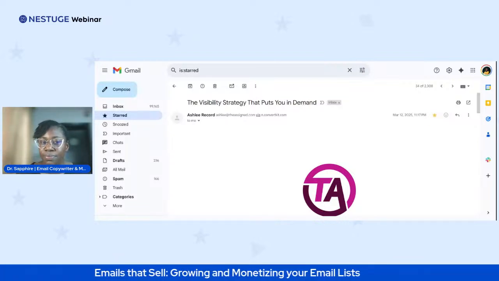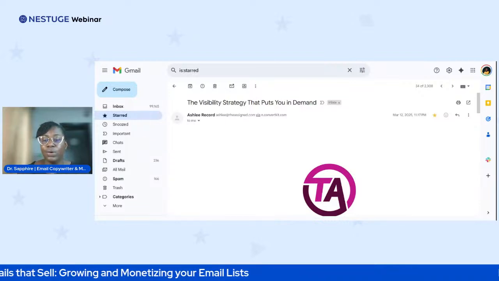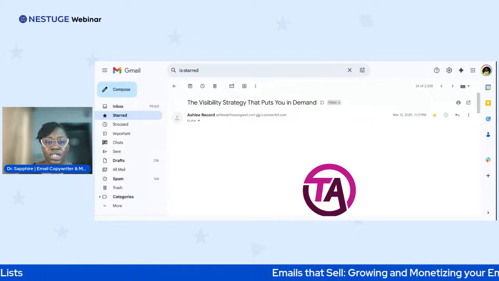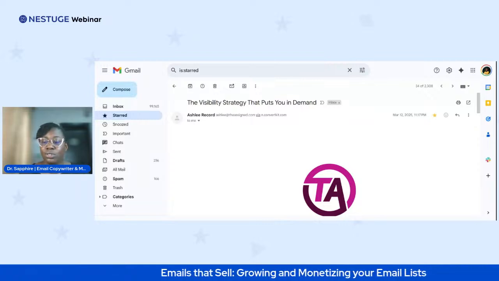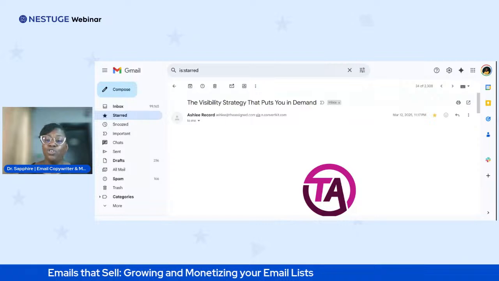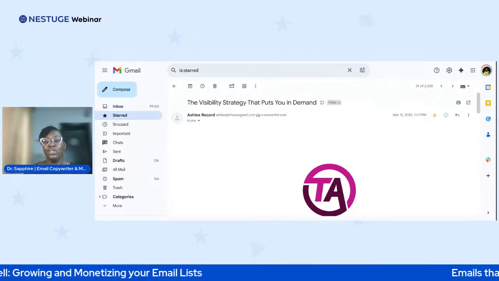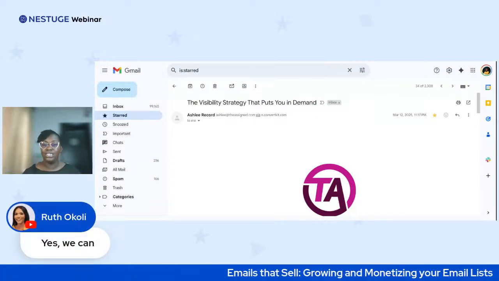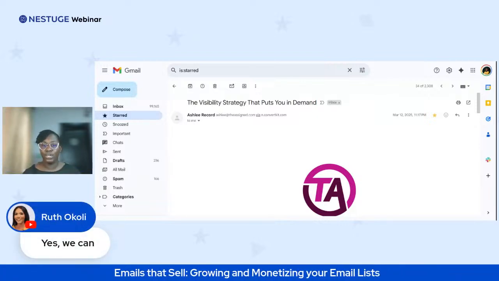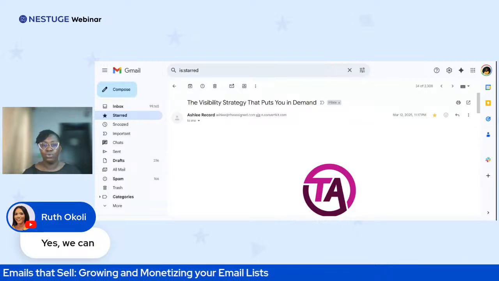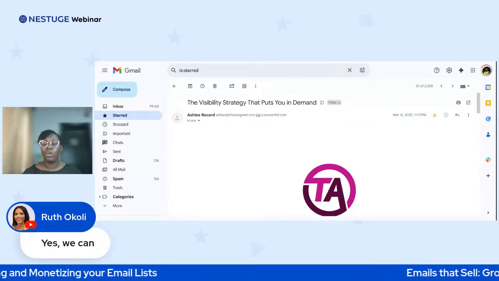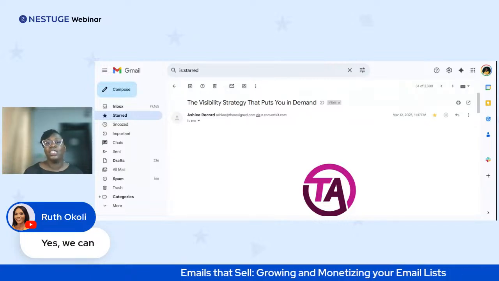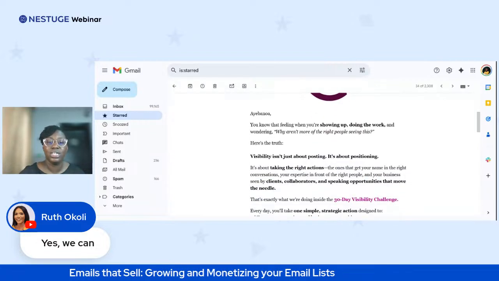So I want us to look at this email, the visibility strategy that puts you in demand. That's the subject line. For people struggling with visibility on social media, when they see the visibility strategy that puts you in demand, they will be interested in opening this email because after all, we all want visibility, don't we? Right? So you see how this subject line is speaking to a pain point. This is why we take time to know who it is that we want on our list and how we can serve them.